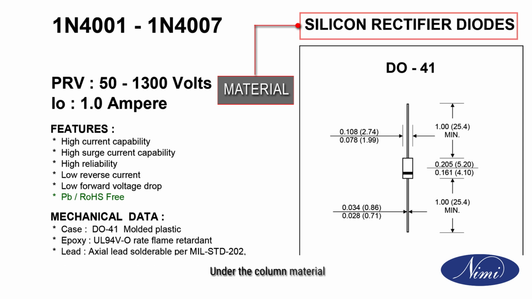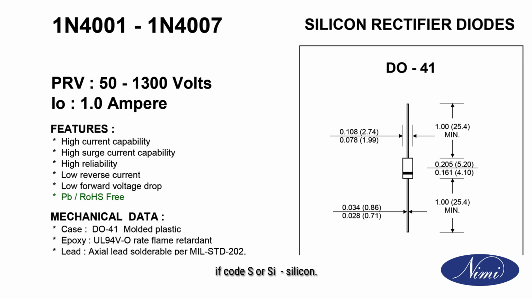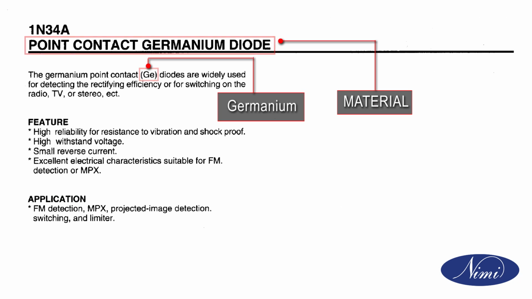Under the column material, if code is S or Si, silicon. If code is G or Ge, germanium. If code is Se, selenium.